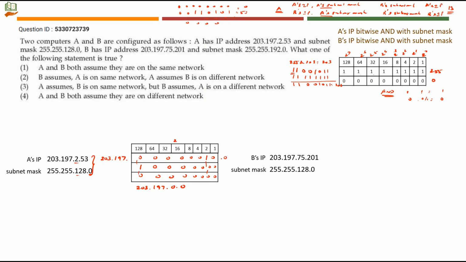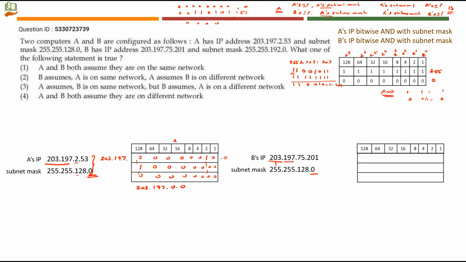Now we will check it with B's IP. The A's subnet mask will be staying the same. So when you do AND operation between 203 and 255, this will be retained. 255 and 197, this will be retained. Between 0 and 201, this will be retained. So I will even mark the places here so that you will know that. Now we have to find for 75 and 128.